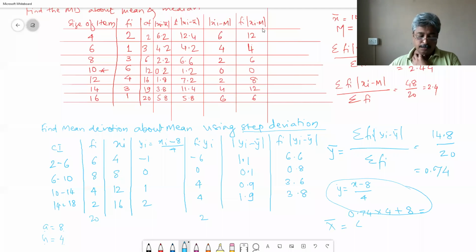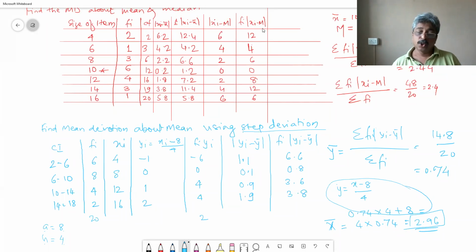It should be only y bar, and instead of 0.1 it should be minus 0.1. The mean deviation should be equal to 4 times 0.74, and I think it comes to 2.96. It should be 4 times 0.74. You also got this answer.